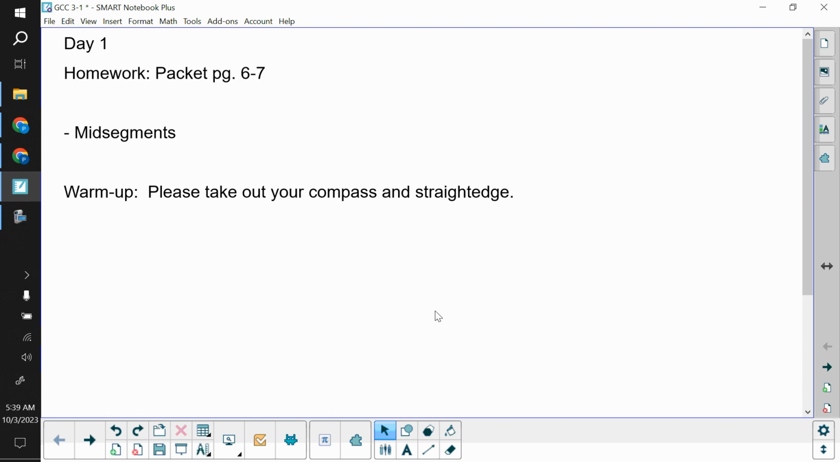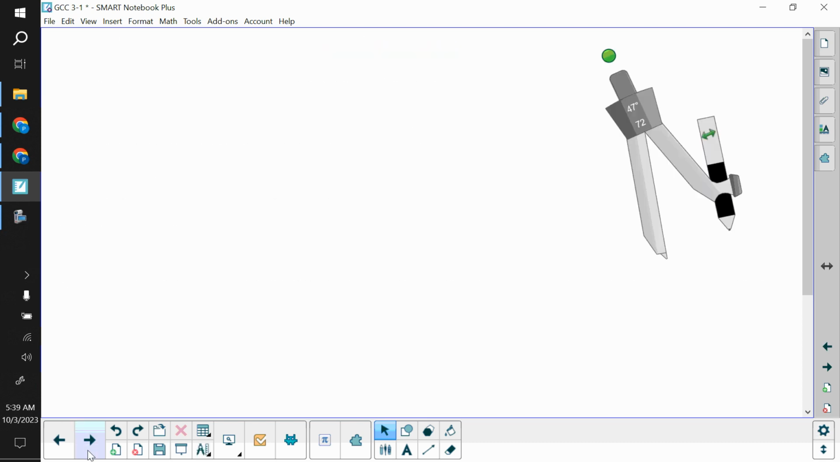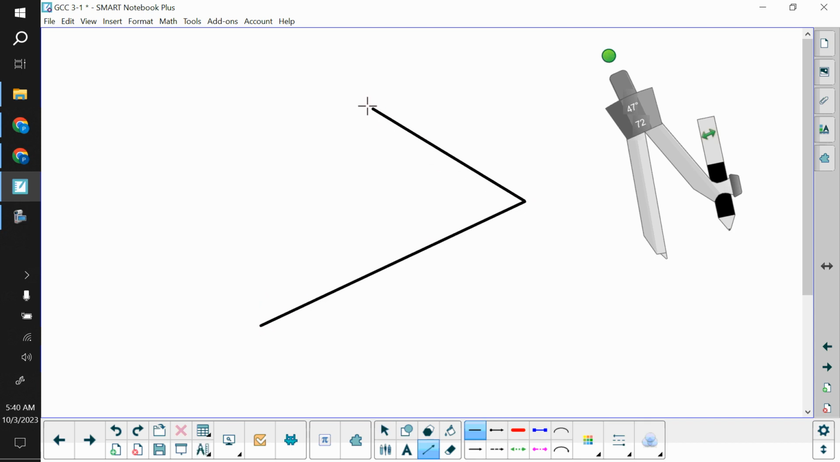Okay, so we're going to need compass and straight edge, as I mentioned, and we're going to be starting out on page one. We're going to look at mid-segments today. Now, on the bottom of page one, I want you, with your straight edge, to just make yourself any random triangle.